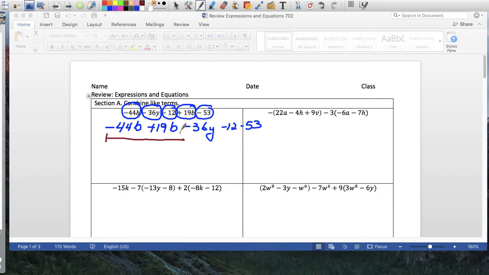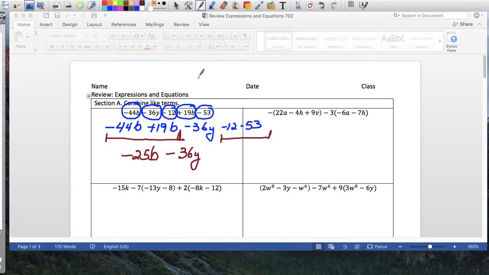These two b terms you can combine. It's negative 44 plus 19, so I know it's going to be something b. They're more negative, so I know my answer is going to be negative. So now I have to find the difference between 44 and 19, which is 25. Minus 36y, I'm not going to combine that with anyone because there's nobody to combine it with. Then finally, these two can be combined.